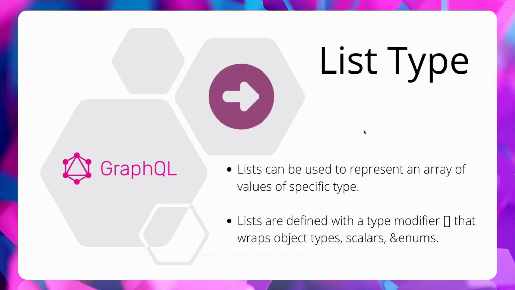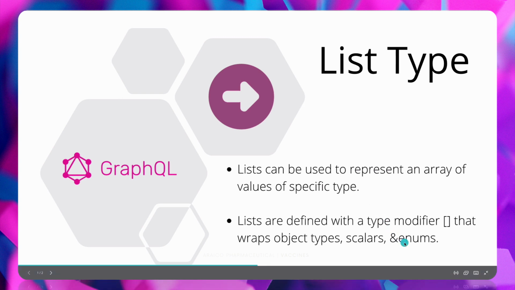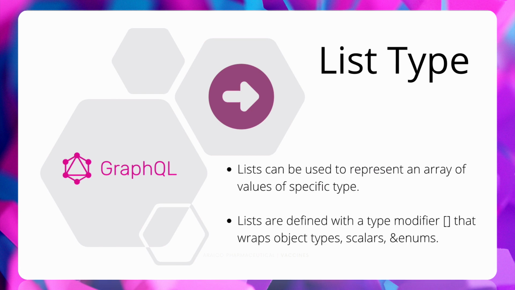Next important type is list type. So list type can be represented as an array of values of a specific type. It could be objects, scalars and enums. And by the way, we will see what enums are. So it's just a collection of different types. So how can we learn more about this?